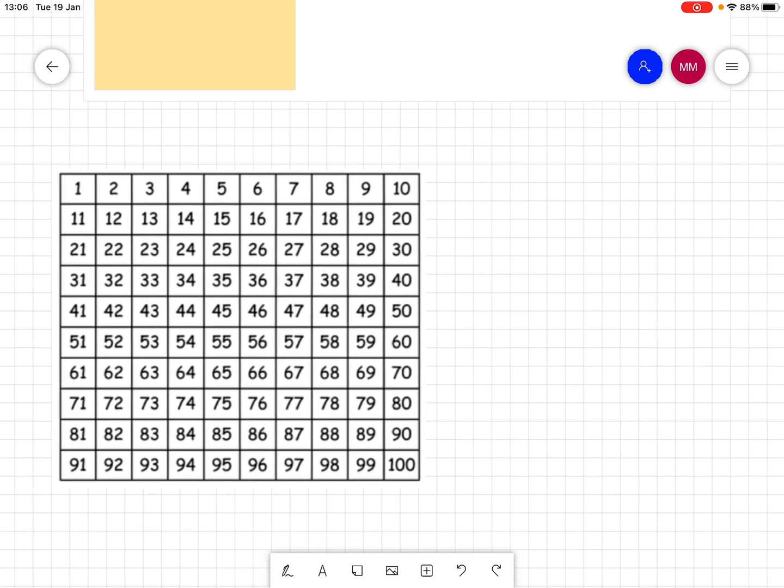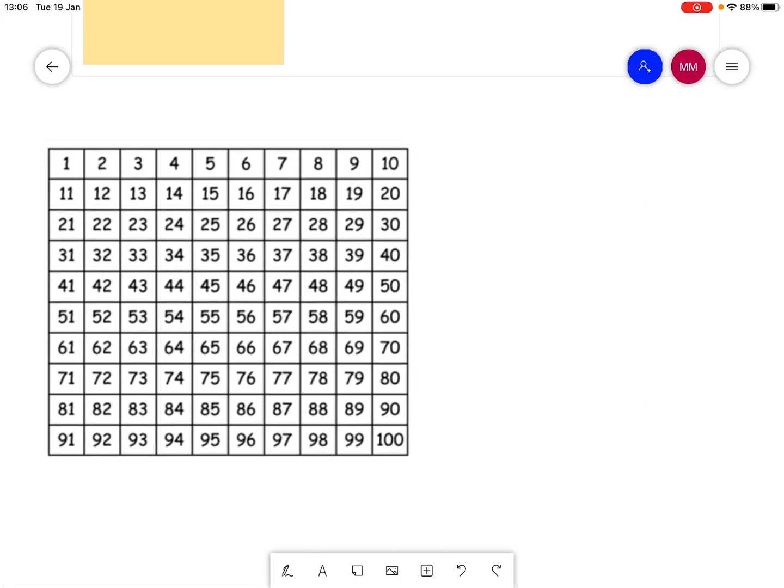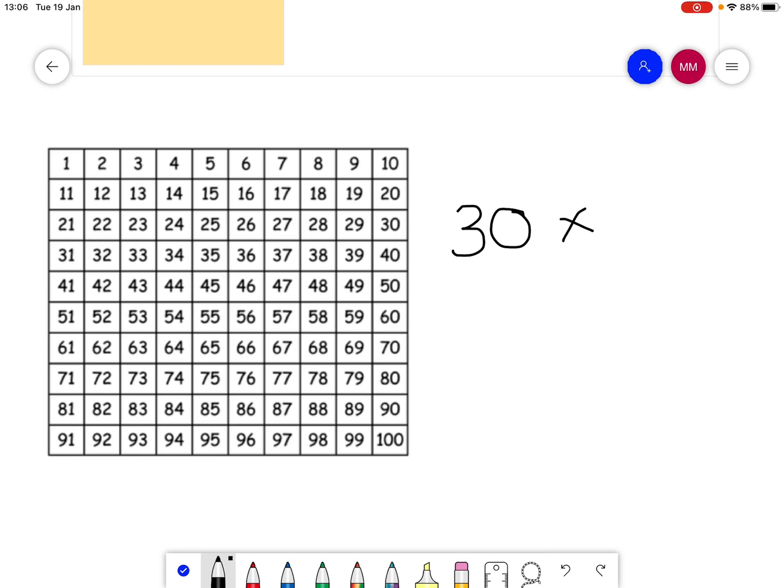So I'm going to use my 100 square today then, because we are looking at numbers within 100 and we're trying to multiply them. So first of all, let's look at the example question here. 30 multiplied by 5. So that means we're making the number 30 5 times bigger. We could also say that as 30, add 30, add 30, add 30, add 30. So we're going to get a bigger answer.